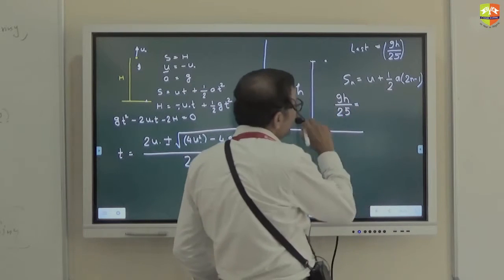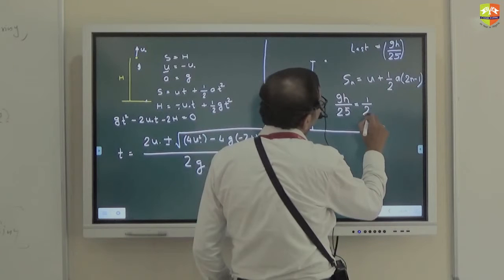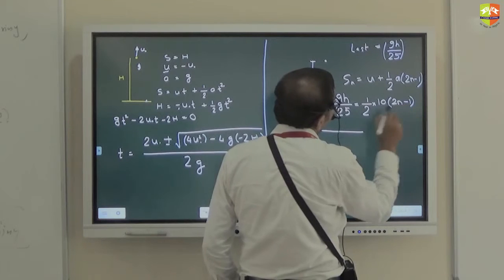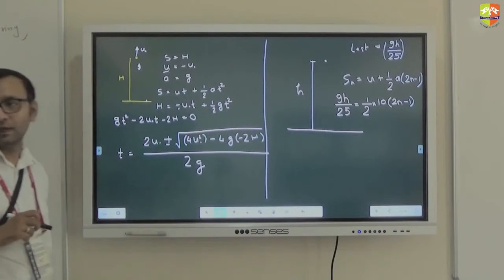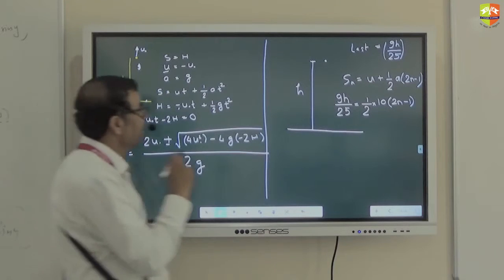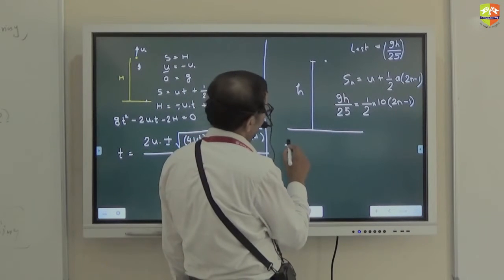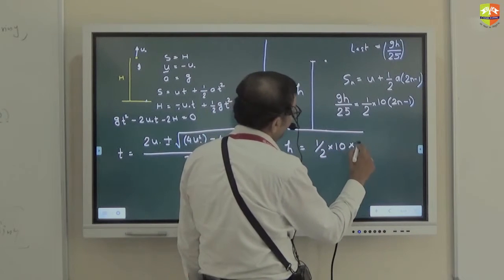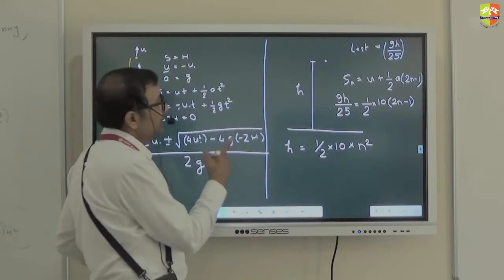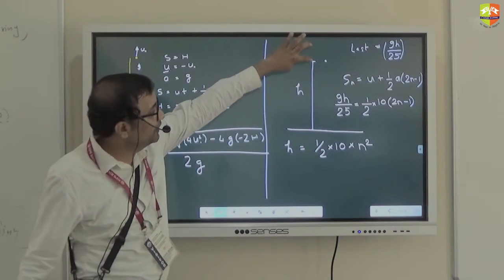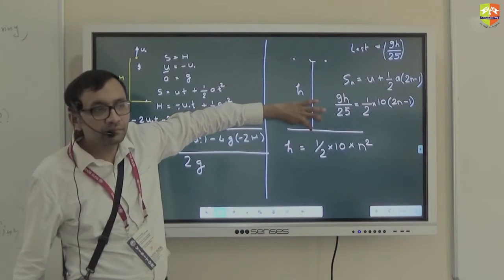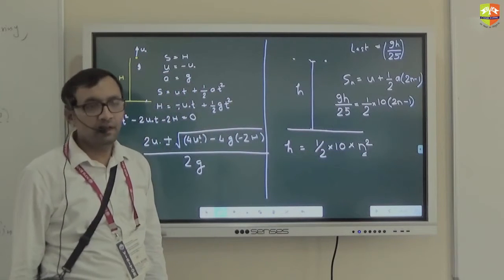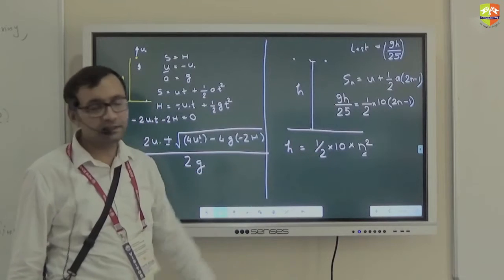Okay, U is 0, half into A is 10, let us say, into 2N minus 1. Yes or no? Now, I also know that H is equal to half 10 into N square. I am using S equal to UT plus half AT square for the entire journey from here to here. Total time taken is N seconds. N is 5. So just put N equal to 5, you get the answer for H.